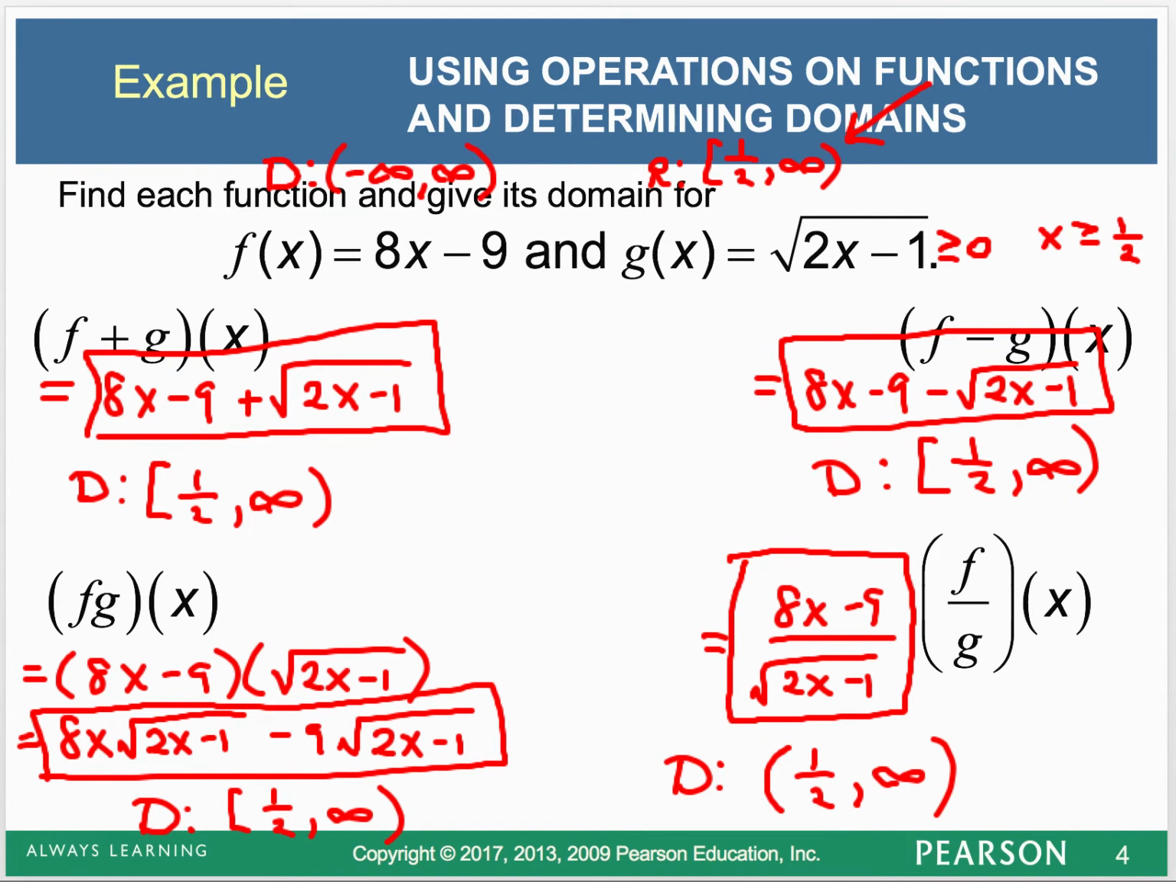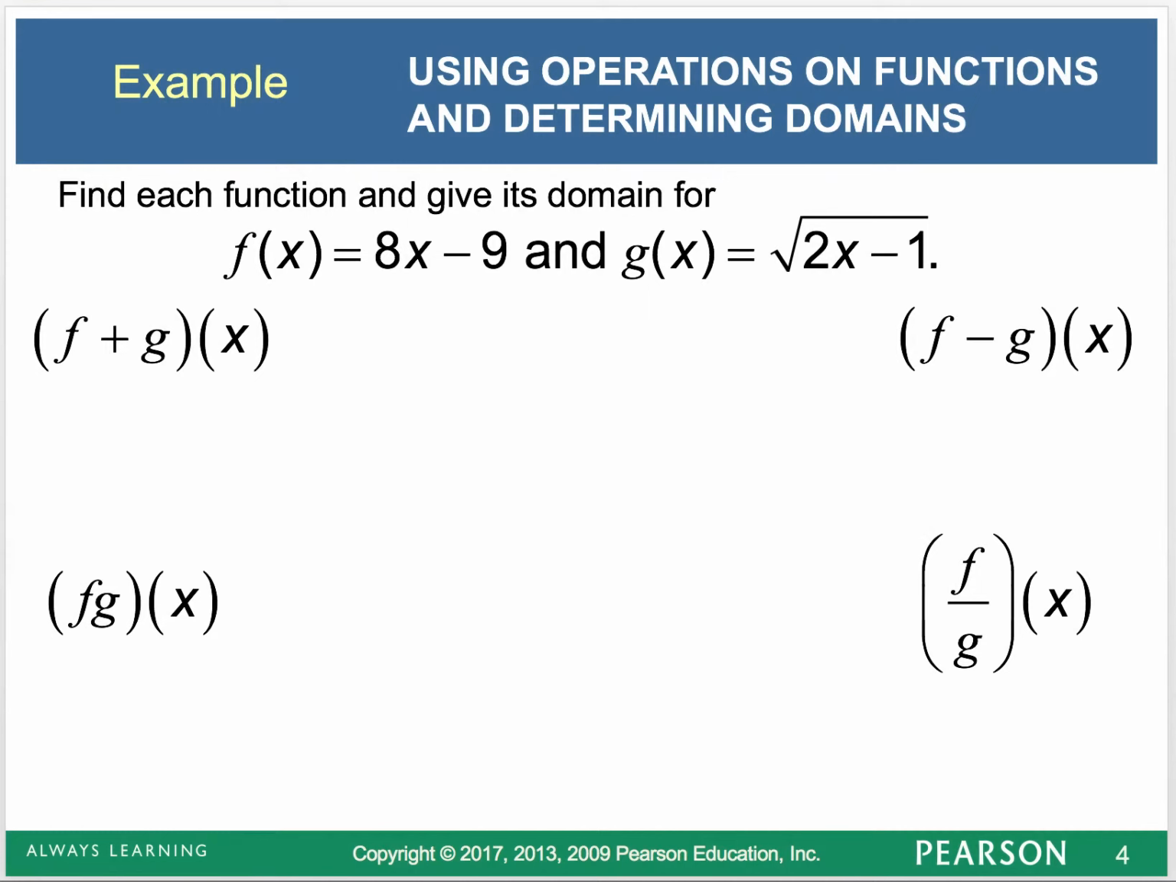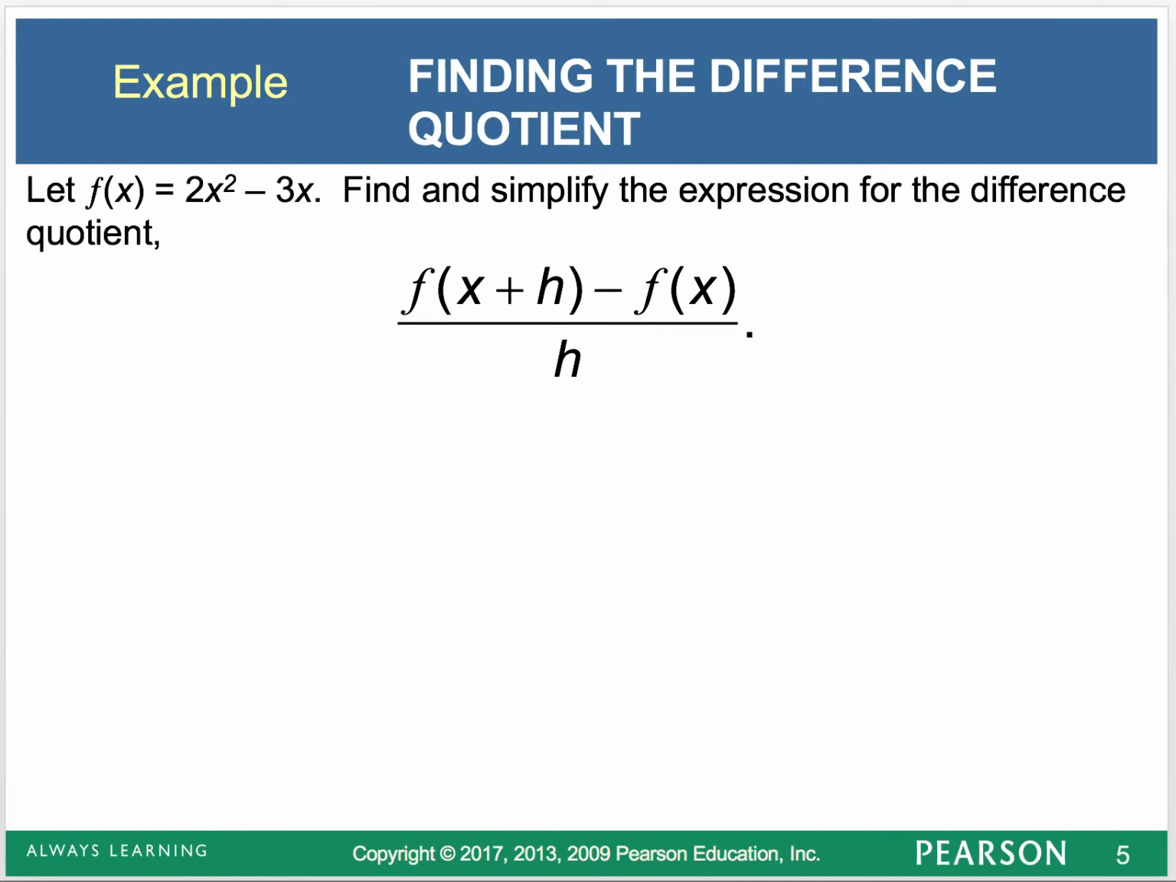Okay, so combining functions, like I said, they're super, super easy, I think you'll find. This is something called the difference quotient. We're not really here in college algebra to explain what it is and how you use it. That's for calculus. So when you get to calculus, you will find out what the difference quotient is, what it's used for, and you will use it over and over and over and over.